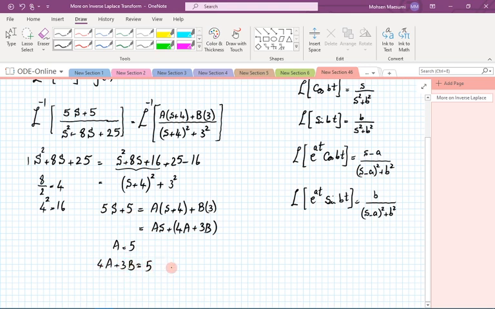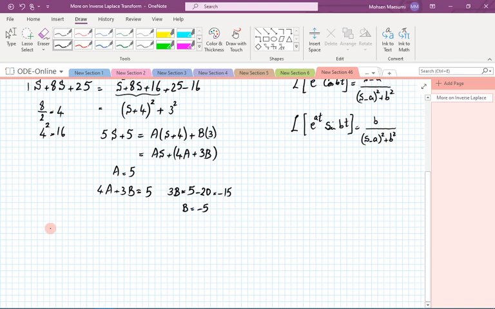Well, this means that 3b is going to be 5 minus 4a. 4a is minus 20, so this becomes minus 15, and then therefore my b becomes minus 5. So what we have here is that a turned out to be 5 and b turned out to be minus 3. So let's write it down here.